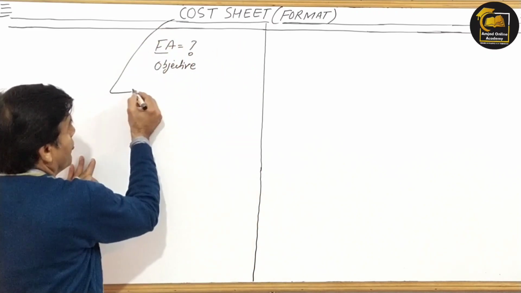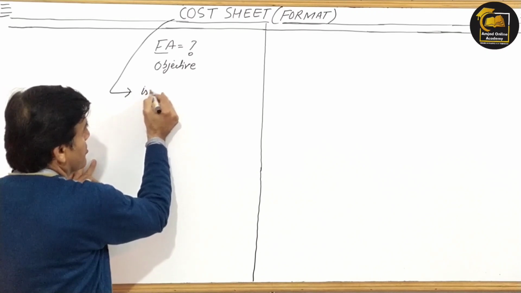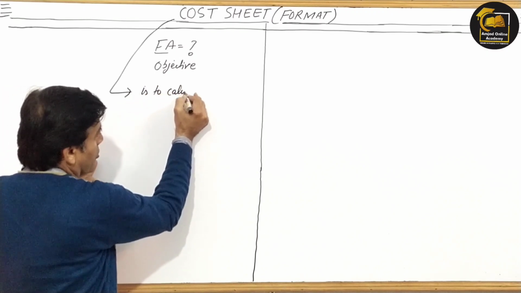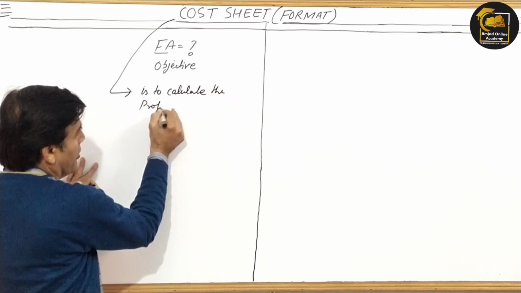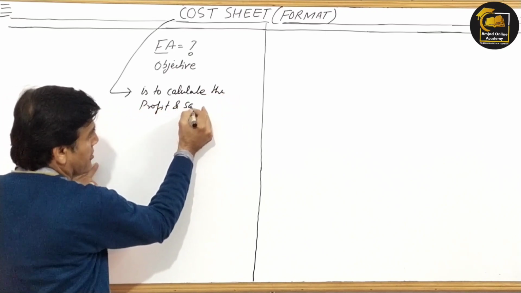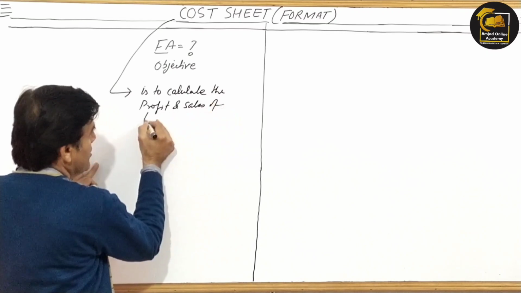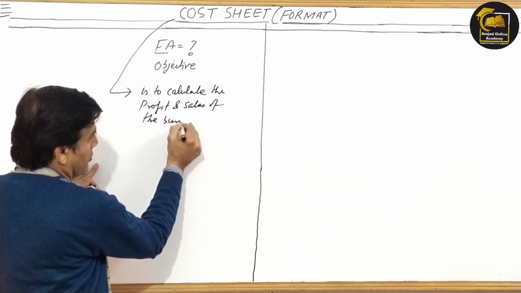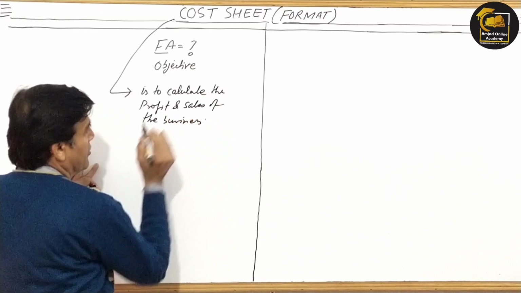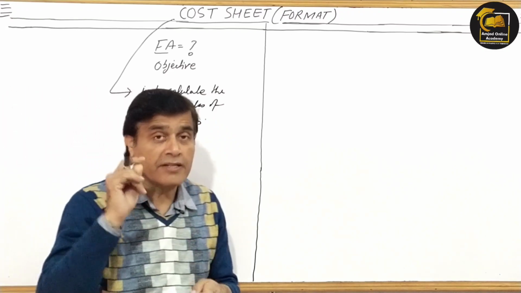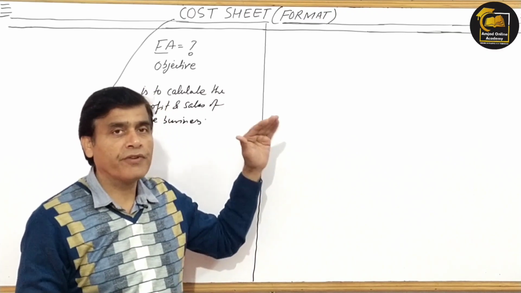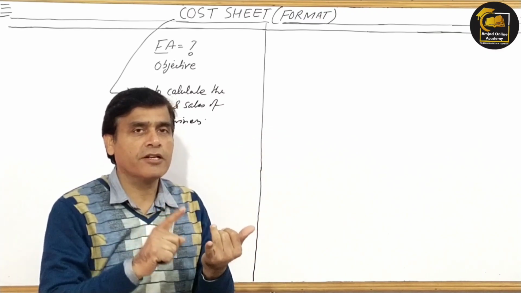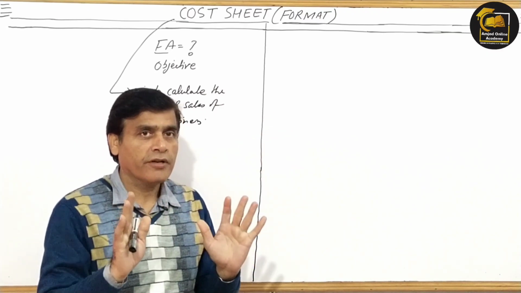The objective of preparing the cost sheet is to calculate the profit and sales of the business, but there are some differences in the way the cost sheet is prepared. There are some points of difference between the financial statements and the costing records.